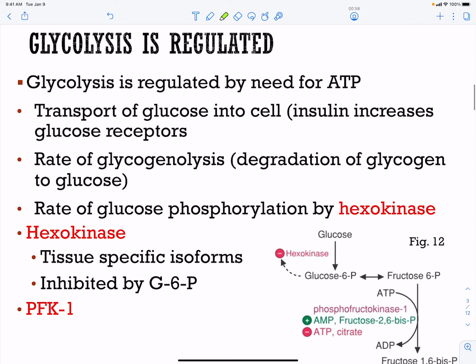Now, glycolysis is going to be regulated by need for ATP. Again, if you have too much ATP, you're going to start to go into storage. And so glucose is going to have its phosphate added by a hexokinase. And hexokinase is going to be negatively regulated by its product, glucose 6-phosphate. So this is feedback regulation.